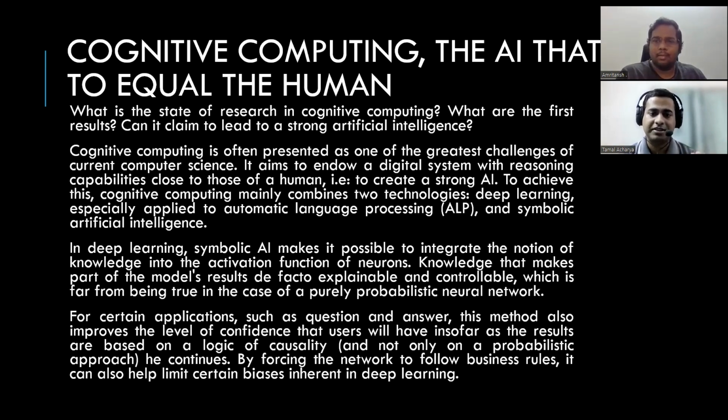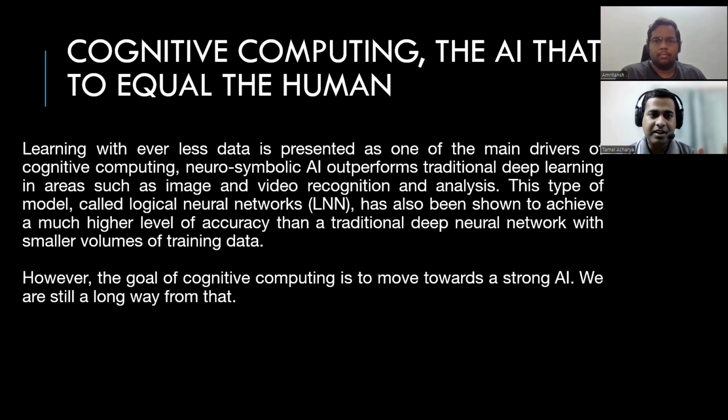If you go to the next slide, one thing which we humans do is learning from less data. We do it pretty much every day. When taking decisions or understanding things, we have very little data, yet we can infer most things. That's what the symbolic system, the logical neural networks discussed earlier, do. These kinds of neural networks, neurosymbolic AI, will outperform traditional deep learning in video and image recognition and analysis, simply because videos and images are not text based.